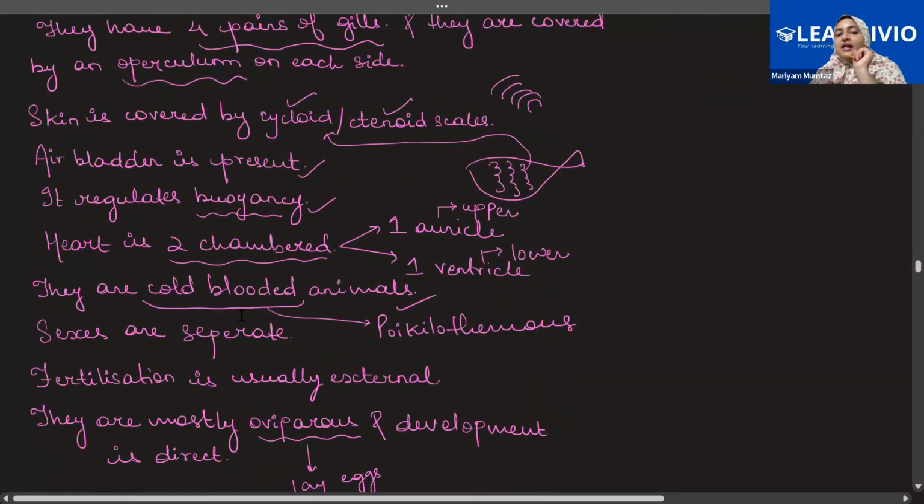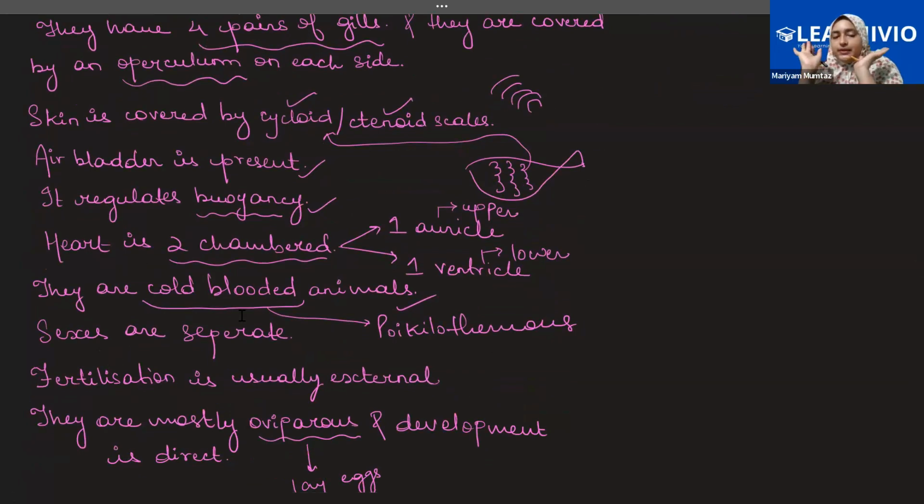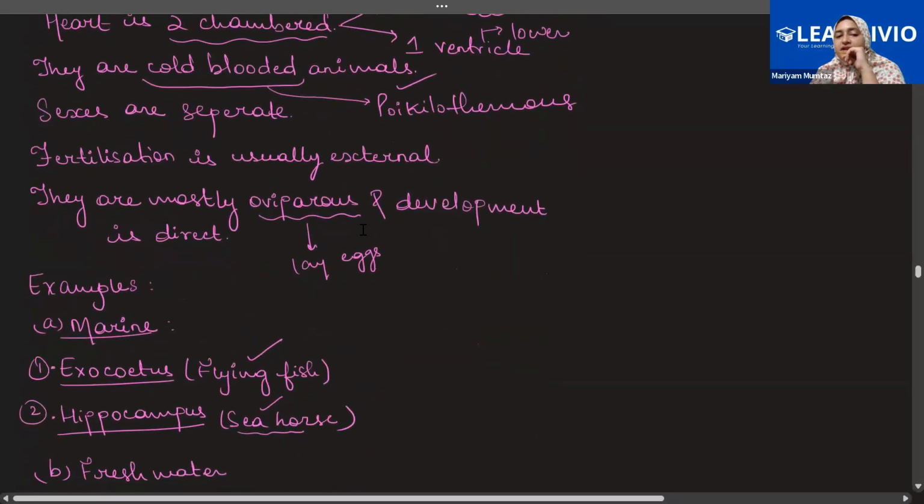Now they have an air bladder present, meaning they don't have to keep on swimming throughout. They can sleep. And the air bladder is present, so it can regulate buoyancy. Again, the heart in them is two-chambered, one auricle and one ventricle. They are also cold-blooded animals, meaning they are poikilothermous. Sexes are separate in them, and fertilization is usually external, outside the body of the organism. Then they are mostly oviparous, and the development is direct. There is no larval stage present in their development.